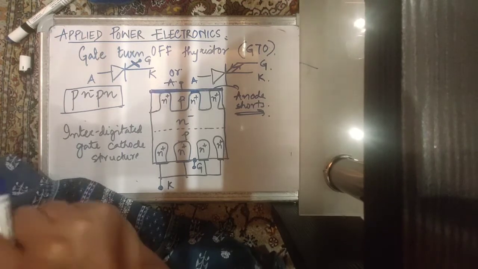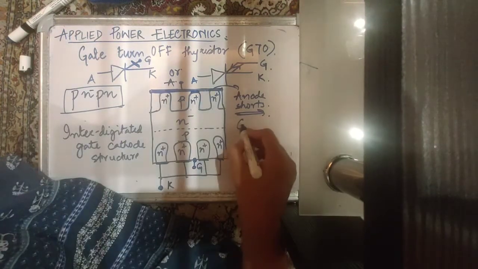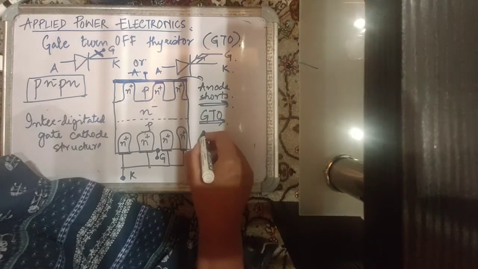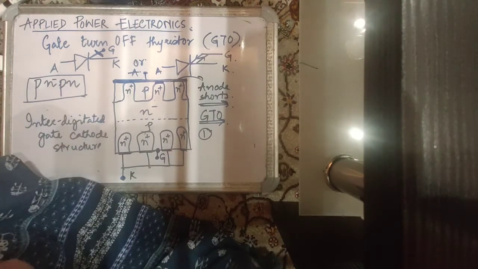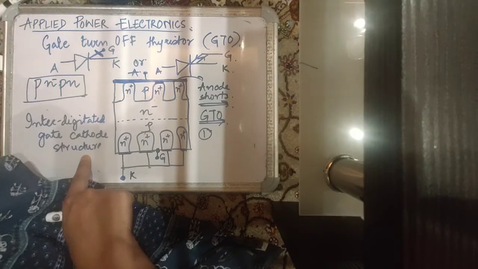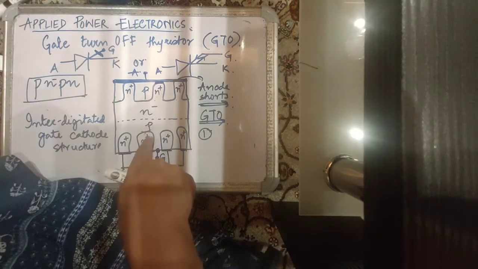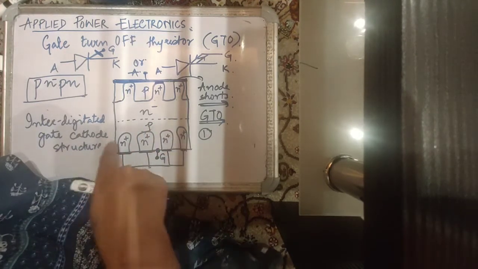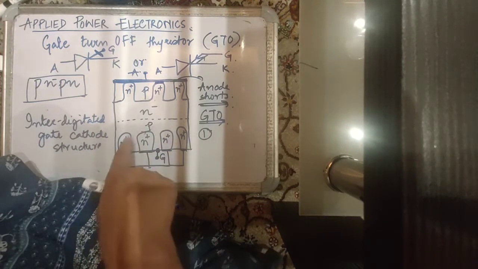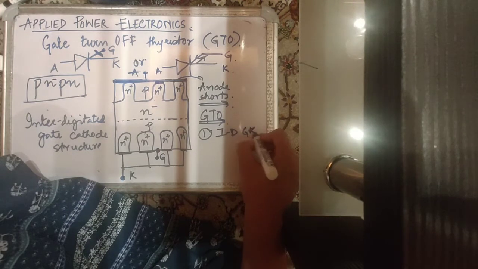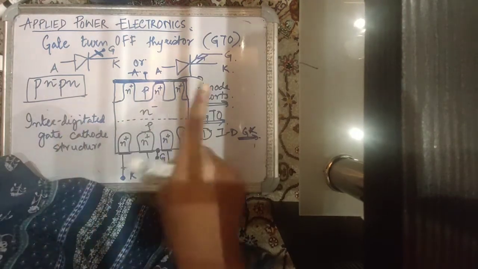Now primarily a gate turn off thyristor or a GTO differs from a simple thyristor or a simple SCR by 3 things. The first thing is that you have a highly interdigitated gate cathode structure. You're basically increasing the cross section or the length of the gate cathode junction by introducing a number of cathode structures diffused uniformly onto the P region. That is one difference as compared to a thyristor.